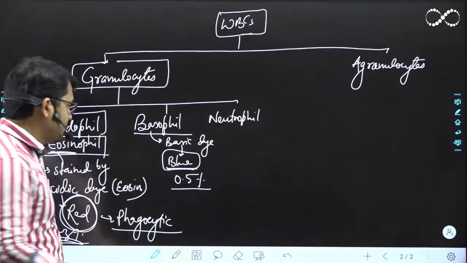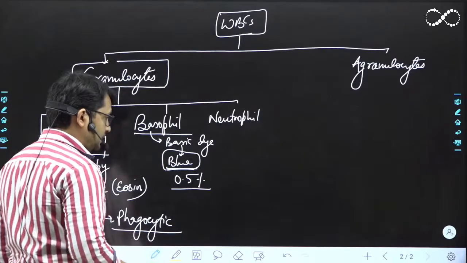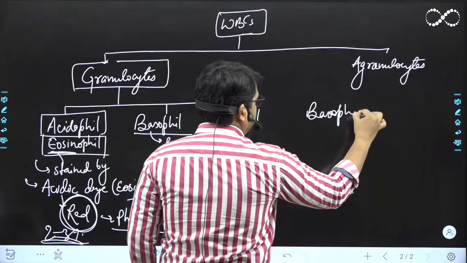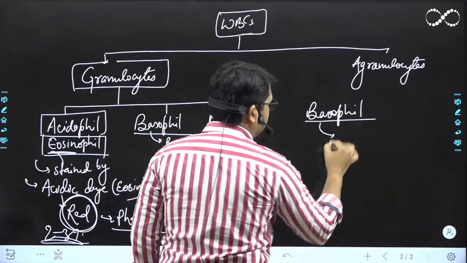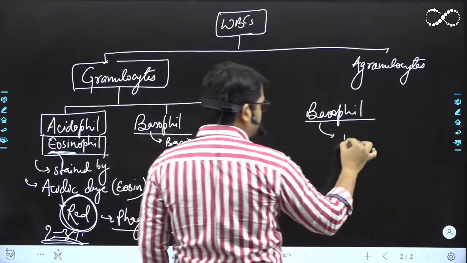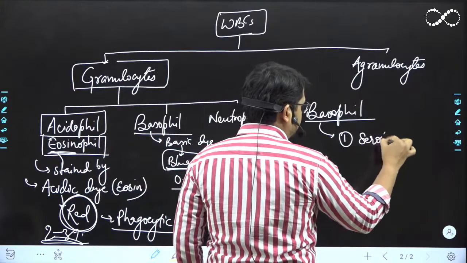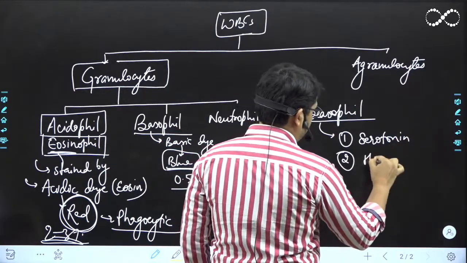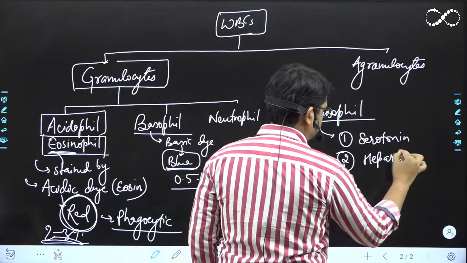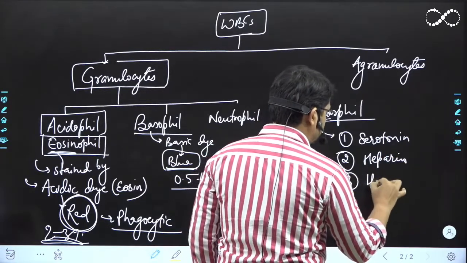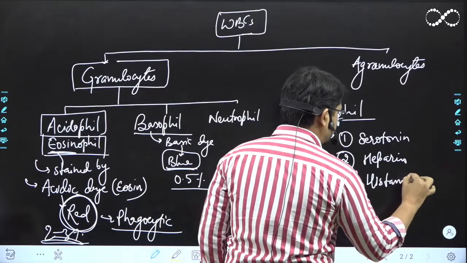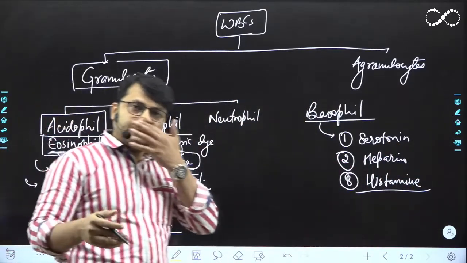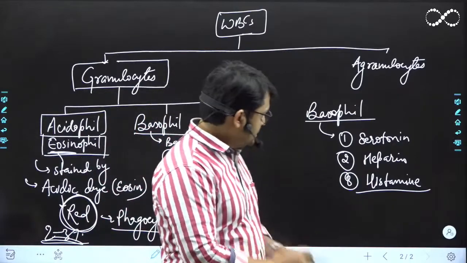What is the function? They are going to secrete three things. Let me write here. If we are talking about basophil, then basophil secretes three very important chemicals. Number 1, serotonin. Number 2, heparin. And number 3, histamine. Now, what is the function of these three chemicals?